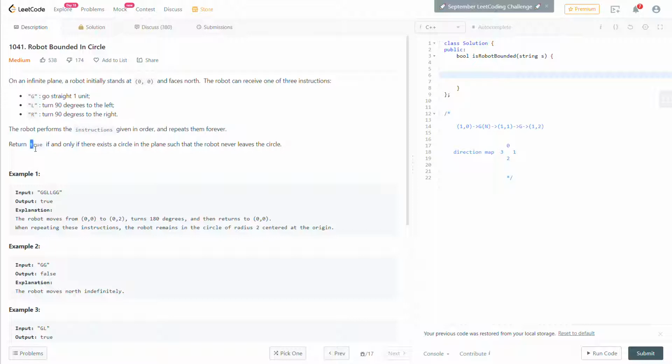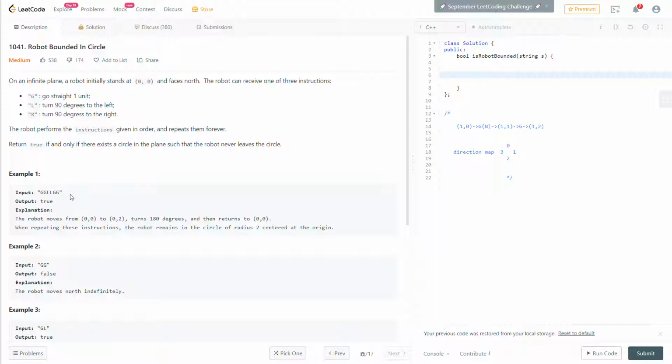So we have to return true if there exists a circle in the plane such that the robot never leaves the circle. So it basically means we have to return true if the path of the robot is bounded. It can be bounded by some circular boundary or any other boundary, it doesn't matter. But the path should be bounded and then we return true. Okay, so let's see the first sample test case.